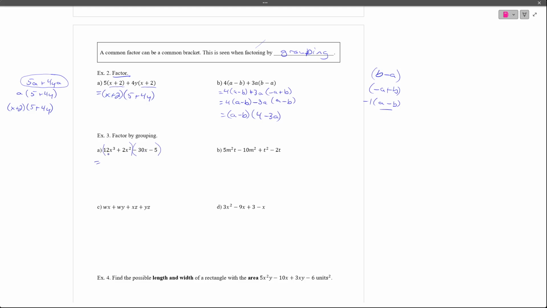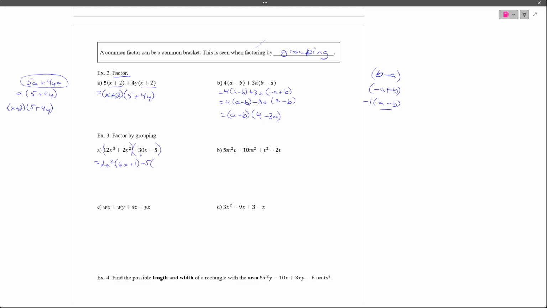So from this 12x cubed and plus 2x, what can I factor out of there? Well, I can factor out a 2, and I can factor out an x squared. Okay? So that means internally, I'll get 6x and then plus 1. We factored out that entire piece. On the right-hand side, what can I factor out? Well, I can factor out a -5. I can't factor out any variables, just the -5.